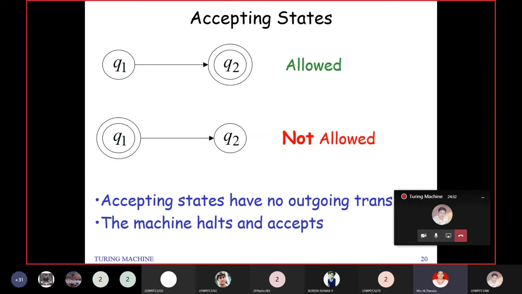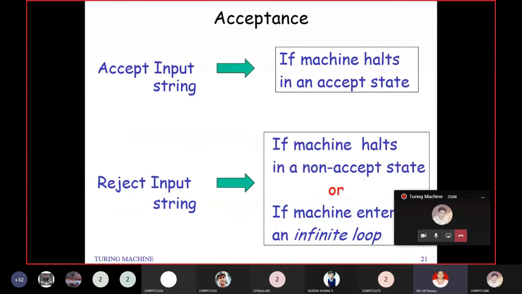Usually we mention the accepting state or the final state by a double circle. And here you should have a condition that there should not be any transition out of the accepting state. Accepting states have no outgoing transitions. The machine halts and accepts. Whenever, after reading the entire input string, you are halting at the final state, then you can say the string is accepted and it has halted.